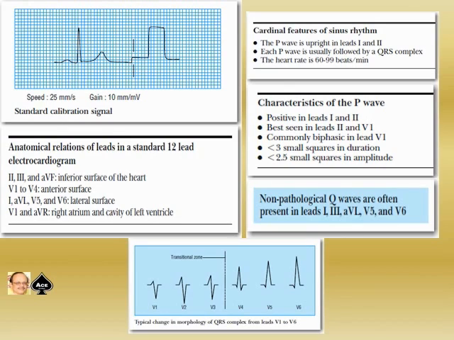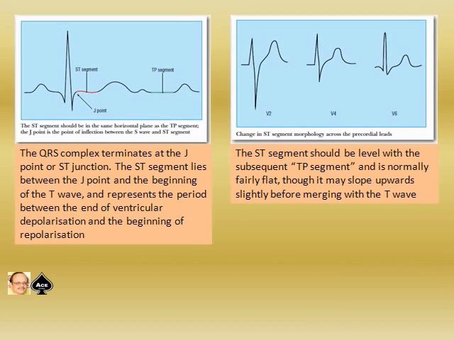And in the lower panel, I am showing the typical change in morphology of QRS complex from lead V1 to V6. The transition is shown there. That is, V1 is mainly showing the QRS negative, whereas V6 is mainly showing QRS positive. Between V3 and V4, you can see that the negative deflection becomes positive. That is known as the transitional zone.